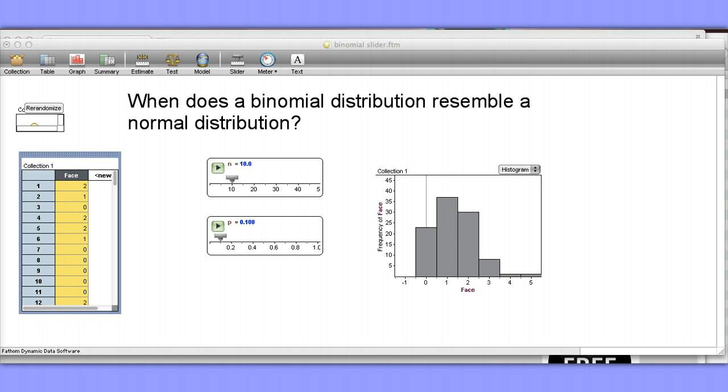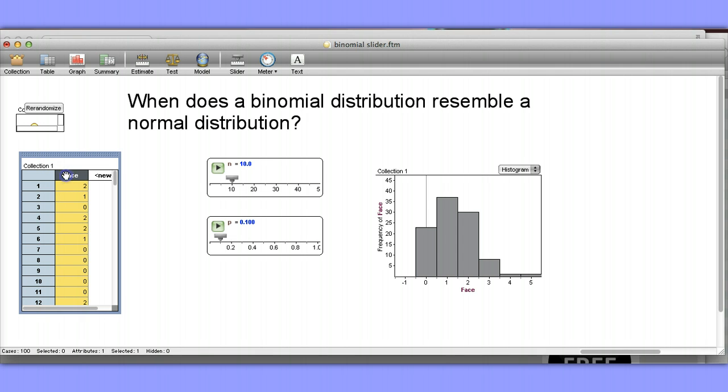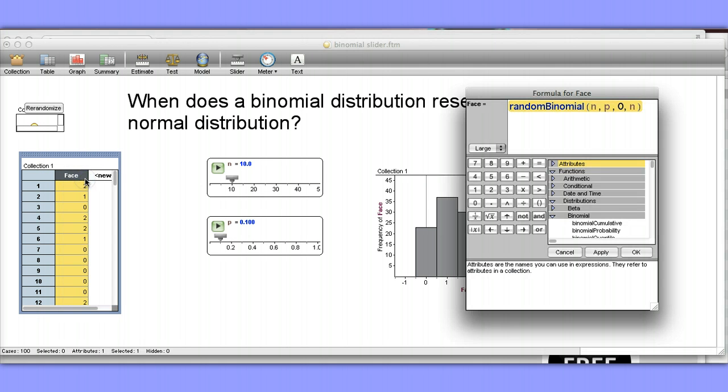So the question we're going to ask ourselves is, when does a binomial distribution resemble a normal distribution? And we're going to use Fathom here to help us answer that question. Here I've created a variable, and let's take a look at what formula is being used to create this variable. We're going to pretend to be flipping a coin n times, and the probability of showing a face or a head on the coin is going to be p, and we're going to record how many successes we have from 0 up to maybe 10 if we're having 10 flips, or 20 if we're having 20 flips.